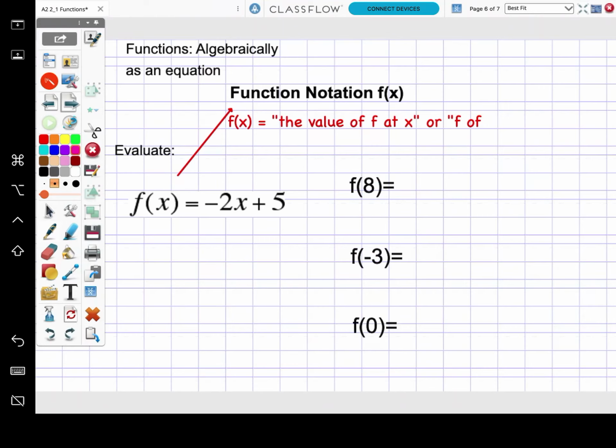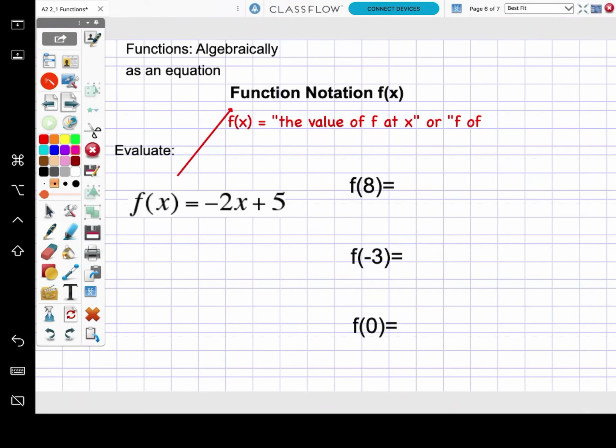Function notation is pretty important. You will see that a lot in Algebra 2 and beyond if you haven't already. So function notation just uses this f of x or whatever your function happens to be named. We could have g of x as our function's name or h as our function's name. There's lots of different variables we could use. F just happens to be most common.